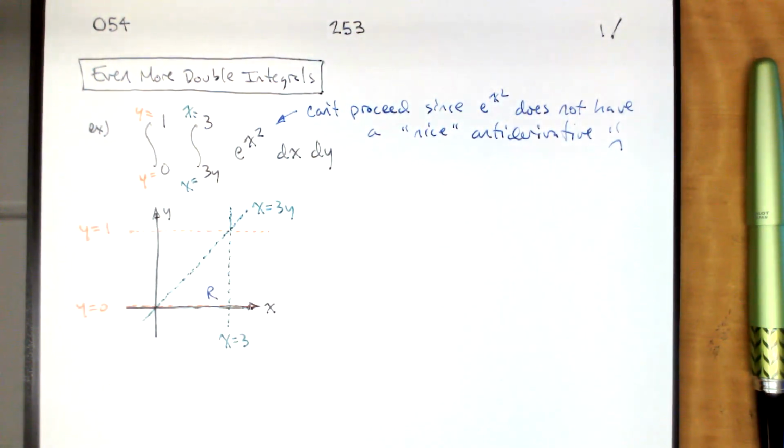So that's the region that we're looking for. All we're doing is the same thing we did the last couple of days in reverse. Instead of looking at the region and deciding left and right and top and bottom, we're looking at the integral and looking at top and bottom and left and right. Any questions?